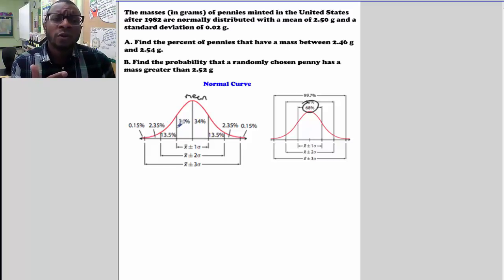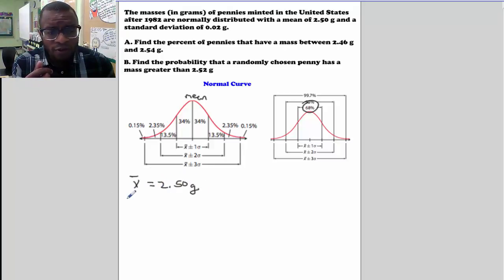All right, so we have the masses in grams of pennies minted in the United States after 1982, which are normally distributed with a mean of 2.50 grams and a standard deviation of 0.02 grams. So we know that our mean, or our x bar, is 2.50 grams. And we know that our standard deviation is 0.02 grams.